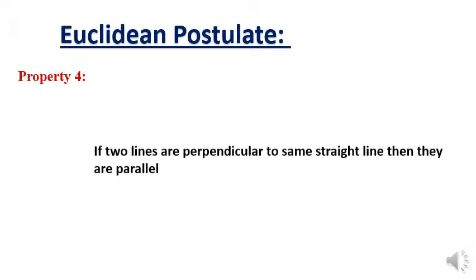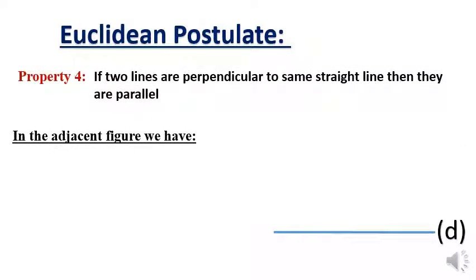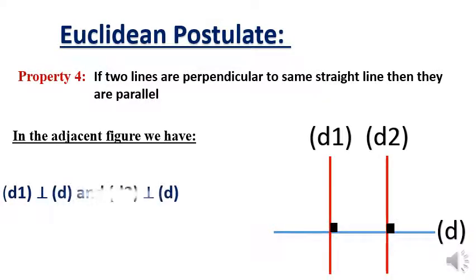Now property 4. Look at the adjacent figure. We have here D1 perpendicular to D and D2 also perpendicular to D. What can you say about D1 and D2? D1 is parallel to D2. So property 4 says that if two lines are perpendicular to the same straight line, then they are parallel. Whenever we have two straight lines that are perpendicular to the same line, these two lines will be parallel lines.